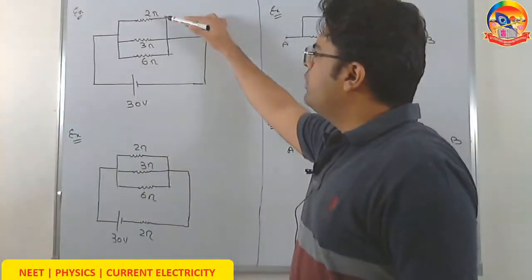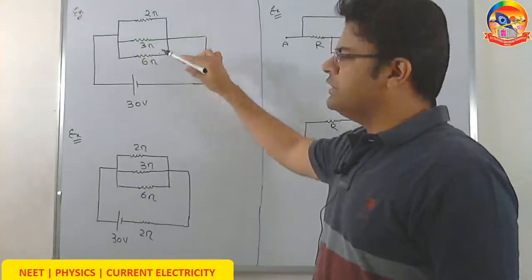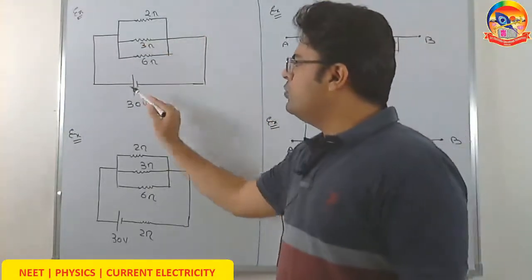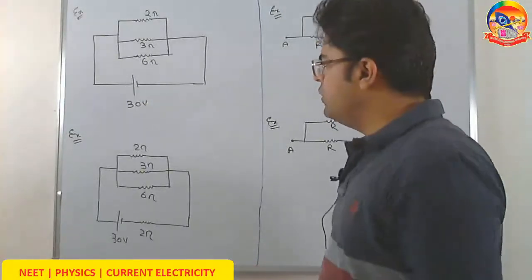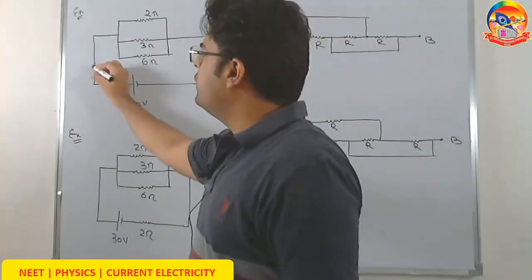Here you can see we have three resistances of 2 ohm, 3 ohm and 6 ohm in parallel connected to an ideal cell of 30 volt. The cell does not have any internal resistance. They might ask, what is the current in the circuit?